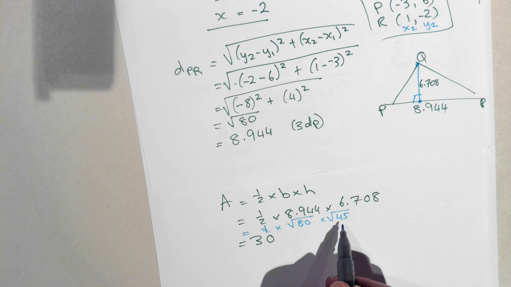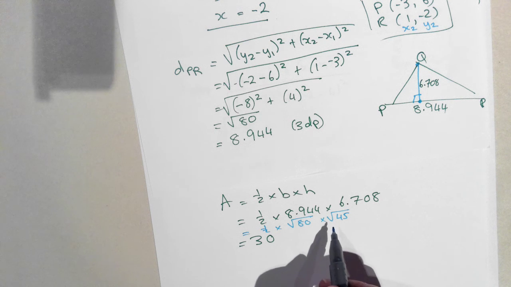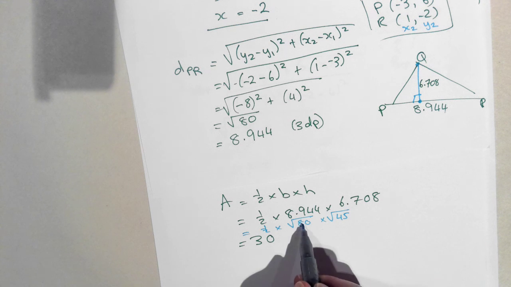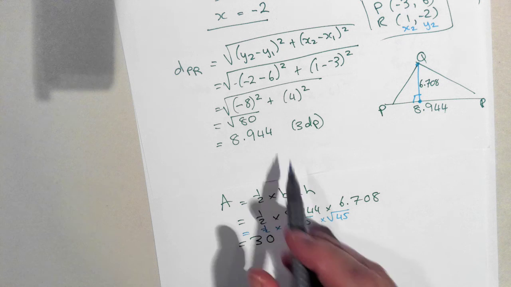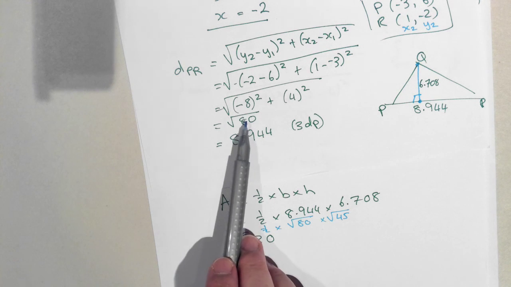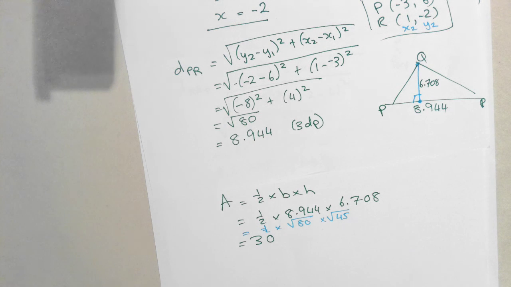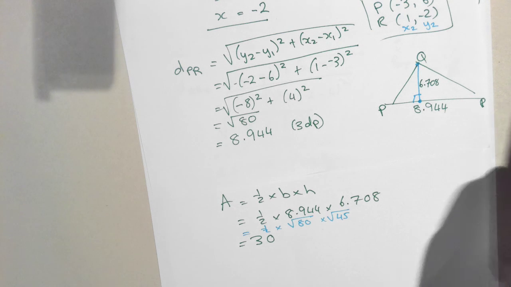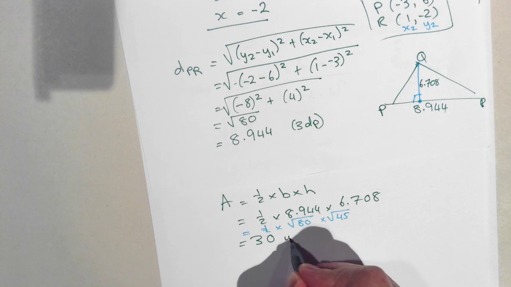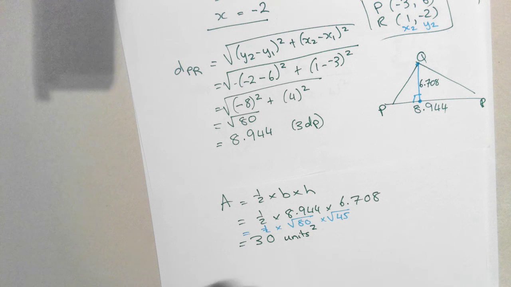To be really accurate, which as a mathematician we do need to be, let's go back and actually put those in. That's why in the original ones I wrote it down as a square root of 80, so that I could use that as an accurate answer later. So there, the area is 30 units squared, and that's the area of our triangle.